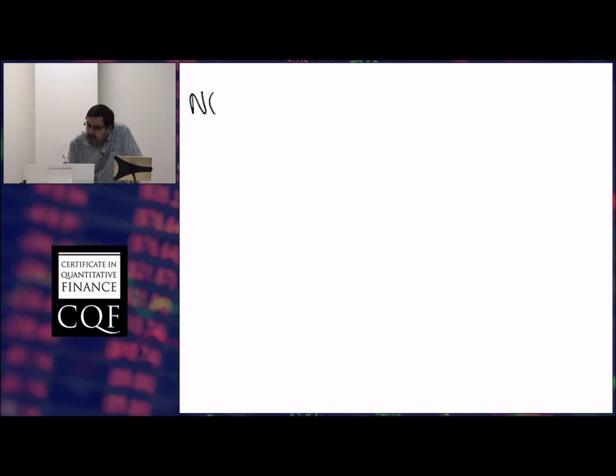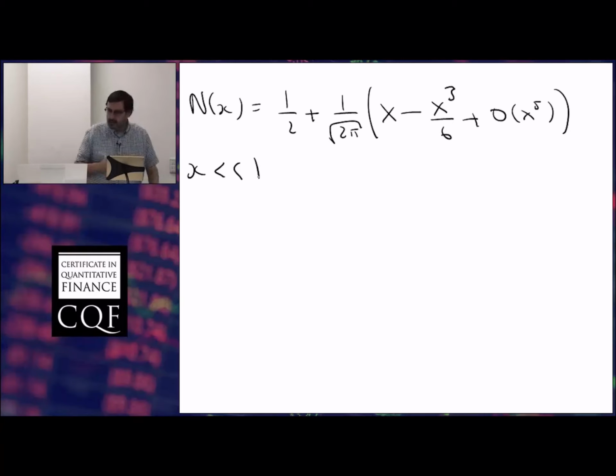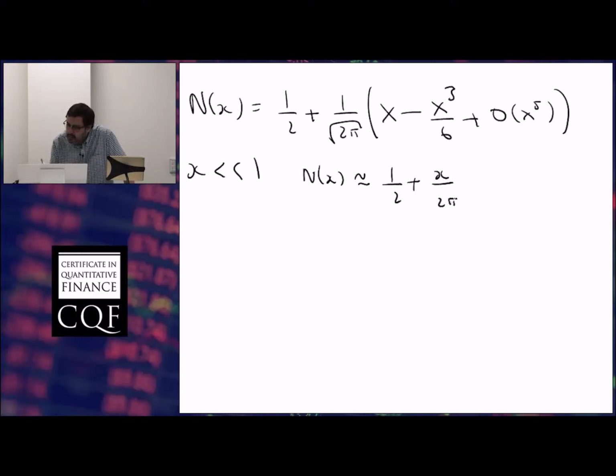They said that N of x is a half plus 1 over root 2 pi times x minus, now I'm not sure about the next term, it's definitely order x cubed, but then you've got an order x to the 5 term after that. And when x is very small, obviously it's the leading order term that's going to dominate. So N of x then becomes approximately a half plus x over root 2 pi.